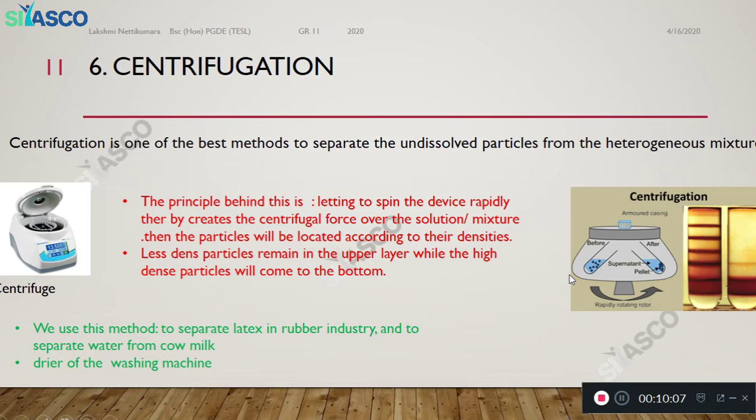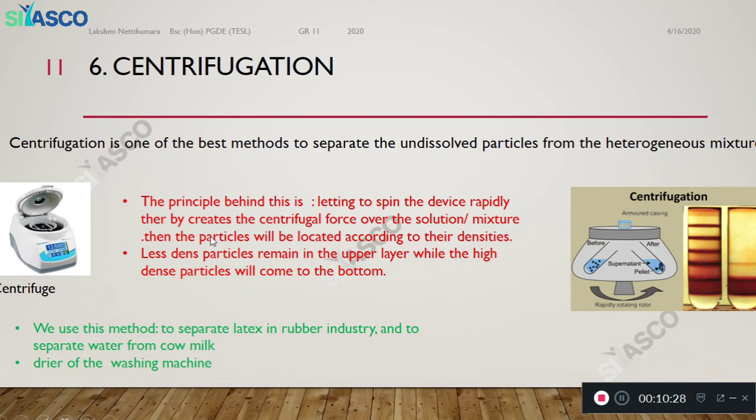The principle behind this method is that the particles of the mixture will be located according to their densities, and less dense particles remain in the upper part and the high dense particles move to the bottom.